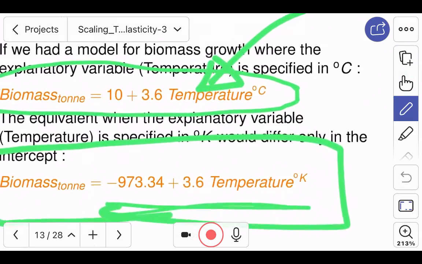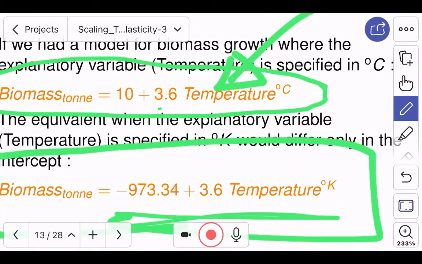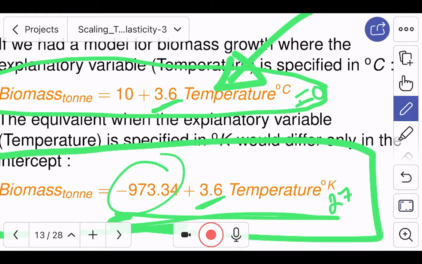What has that done to the regression? Well, the slope doesn't change because there is no scaling. A unit change in temperature, whether it's measured in degrees Celsius or degrees Kelvin, has to mean the same thing in terms of biomass change. What changes is the intercept. So if I put a 0 here for degrees Celsius, it means 273.15 here. Well, then I have to get the same biomass. And the only way I can do that is if this intercept is changed.